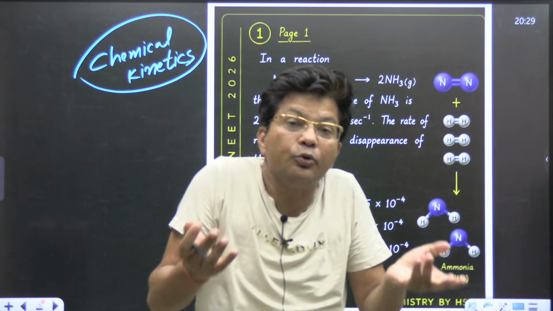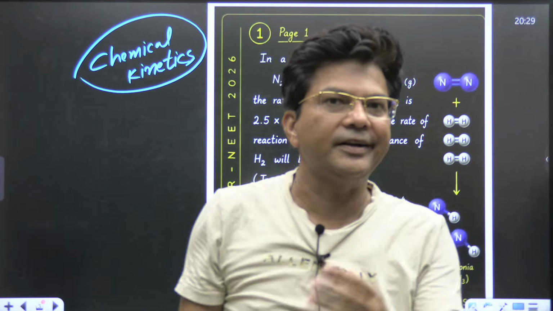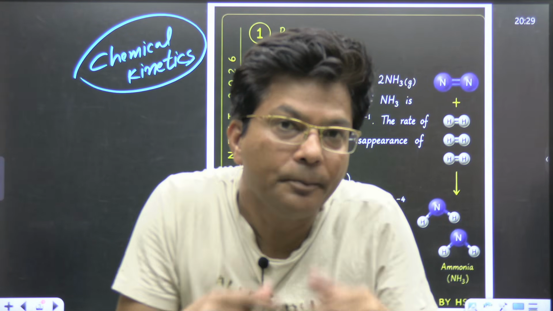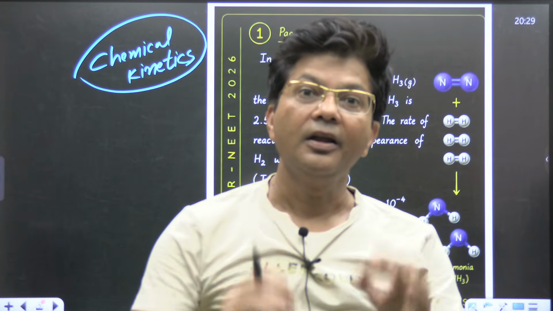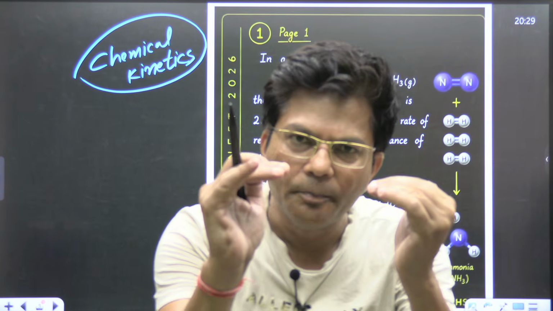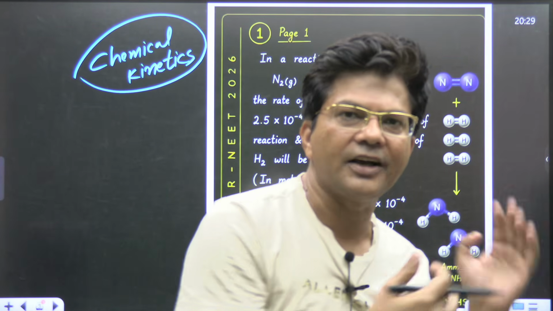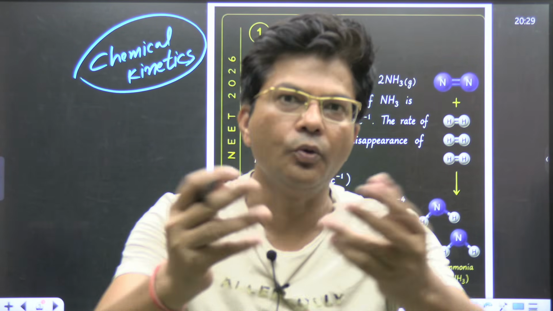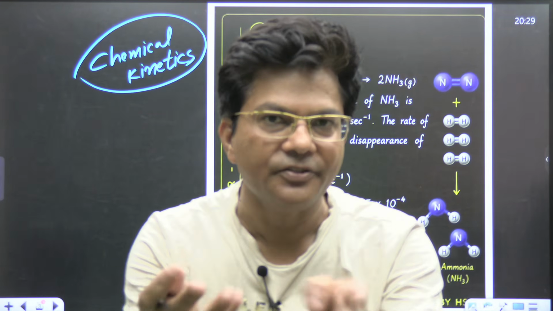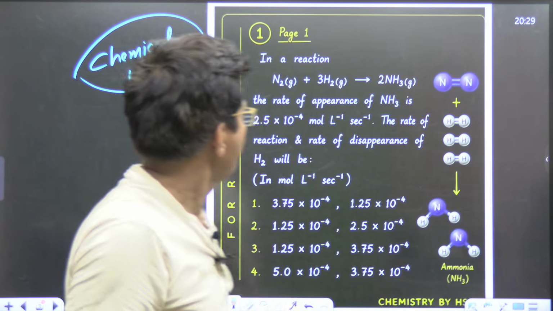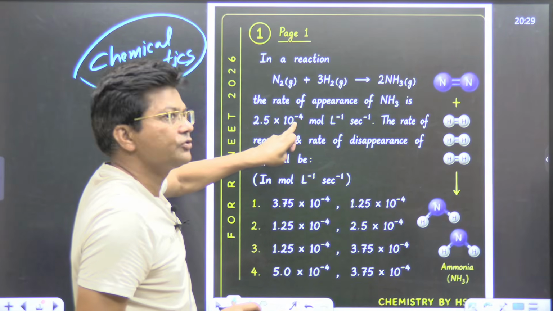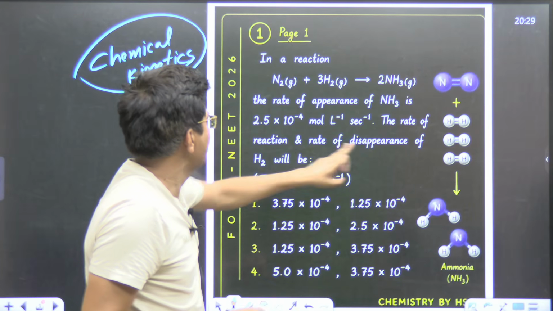Now you will say, sir, how to apply the POAC rule? Because there you said number of moles and N factor. Here, number of moles are not given. So remember that concentration is nothing but number of moles per unit volume, and this reaction is taking place in the same flask, so volume will remain the same. So if volume is the same, then number of moles and concentration are the same. Now just see from here, the rate of appearance of ammonia is given this much, and they are asking the rate of disappearance of H2.